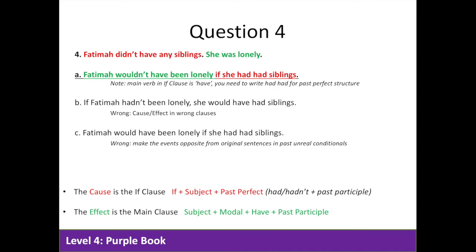Question 4. Fatima didn't have any siblings. She was lonely. Again, we want to form the past unreal conditional using these two statements, and A does that correctly. Looking at our other answer choices for review, if Fatima hadn't been lonely, she would have had siblings. This statement doesn't make sense because the cause and effect are in the wrong clauses. C, Fatima would have been lonely if she had had siblings, is incorrect because we didn't make the events the opposite from the original sentences when we formed the past unreal conditional.